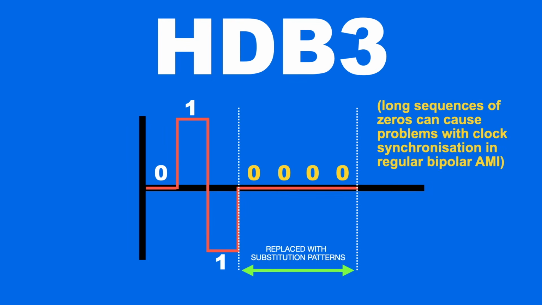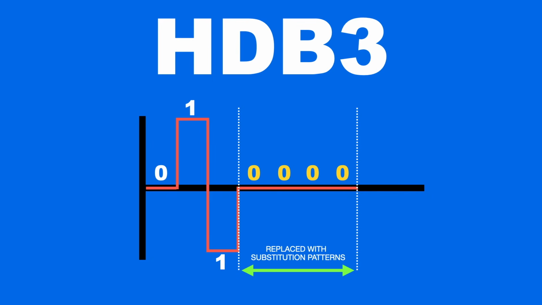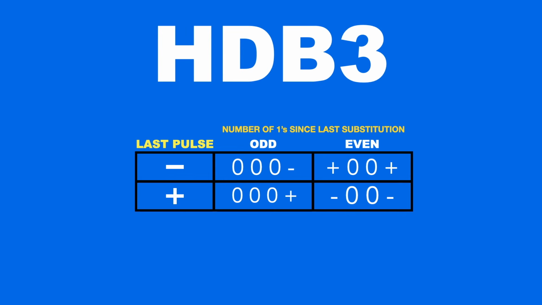So with HDB3, whenever there is a sequence of 4 zeros, it is replaced with a special substitution pattern. So here, we have the table for the rules of HDB3. So, as we can see, the substitution pattern depends on the polarity of the preceding pulse and the number of ones that have occurred since the last substitution pattern.